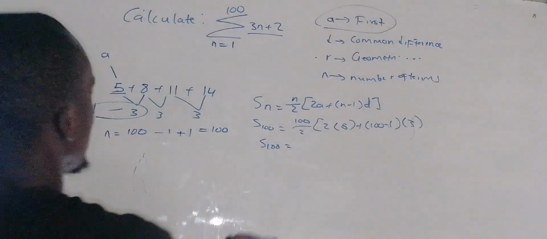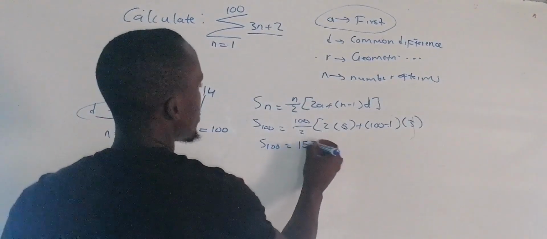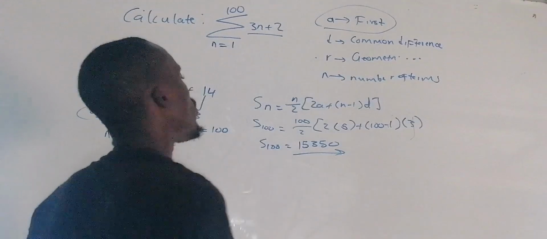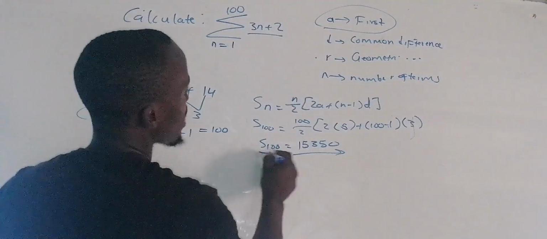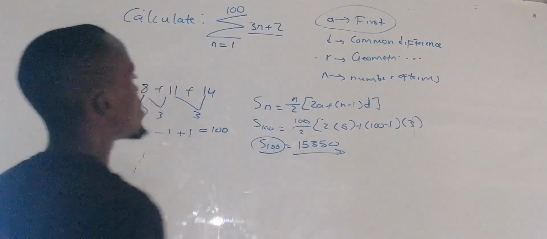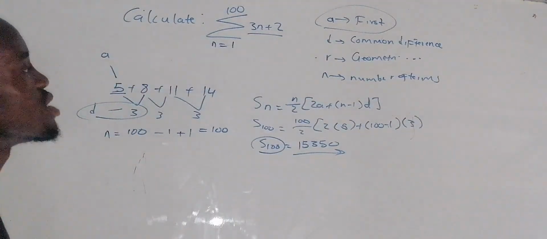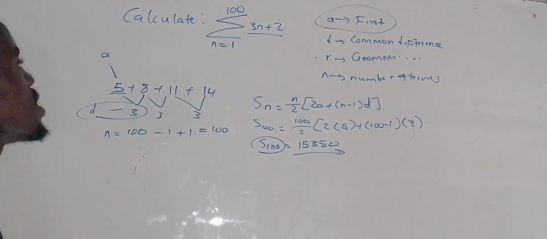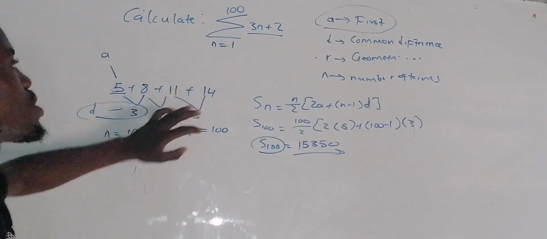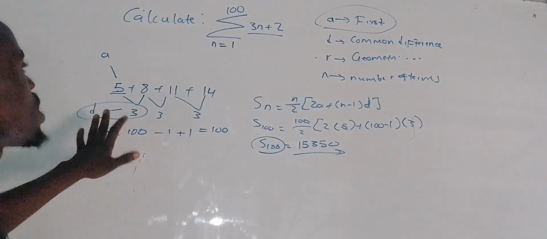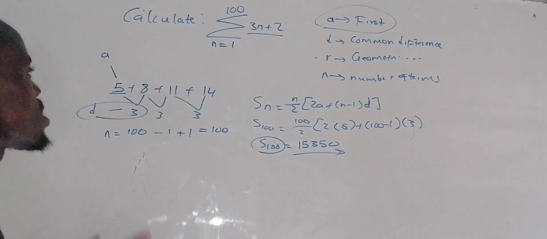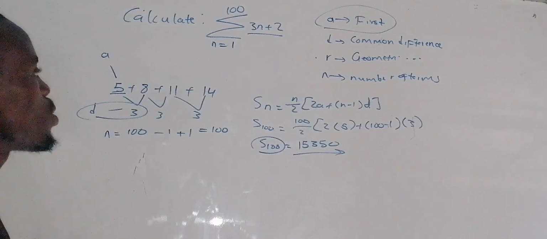So your calculator will give you 15,350. So the sum of the 100 terms will give us 15,350. So it's very important. When they want you to calculate, the first thing that you must do is generate the series. And after that, you check which type of series this is. Is this a geometric, an arithmetic, or a quadratic?